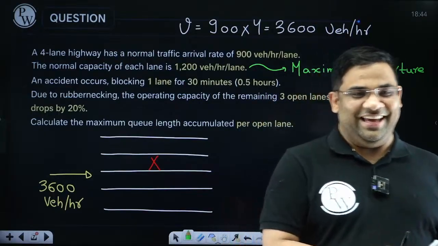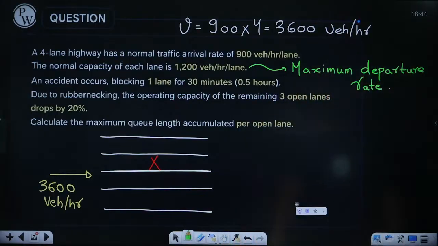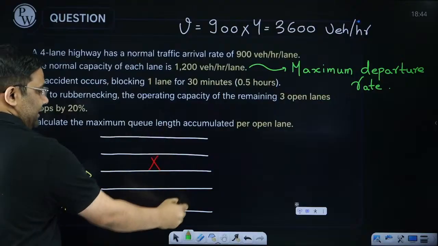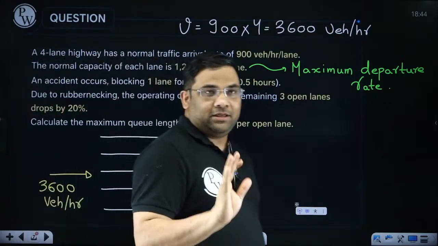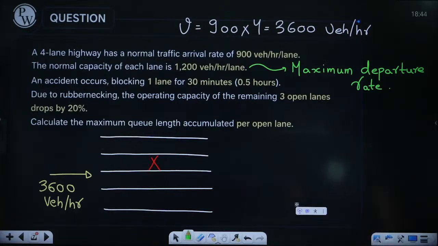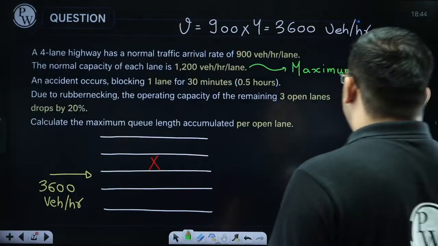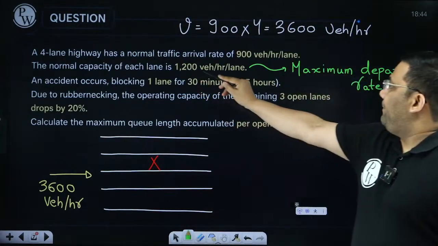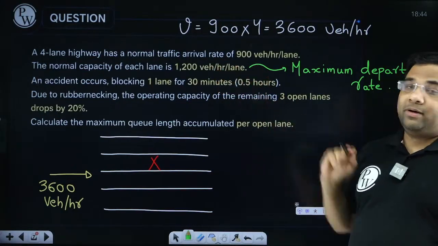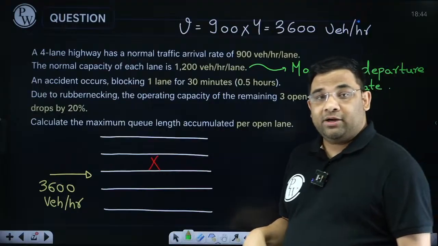Now here you see that when one lane is blocked, the other 3 lanes are operating. Obviously one lane is blocked but the other 3 lanes are operating. But what is written? The operating capacity of the 3 open lanes drops by 20%. Drops by 20% means what? The departure rate capacity is 1200, but now it has dropped by 20%.